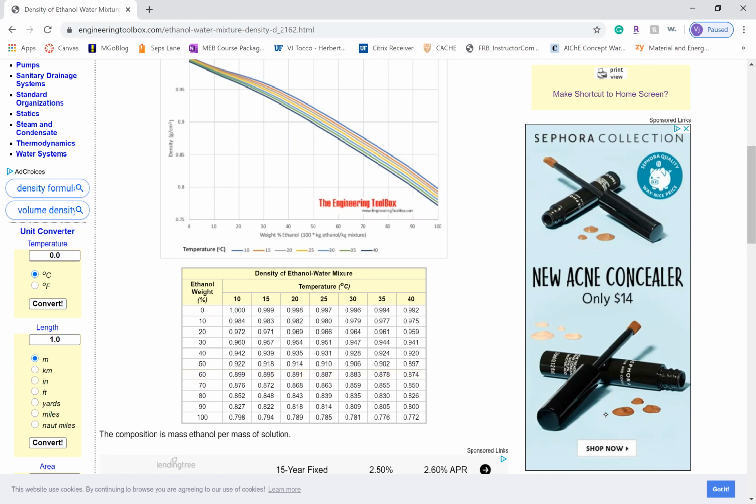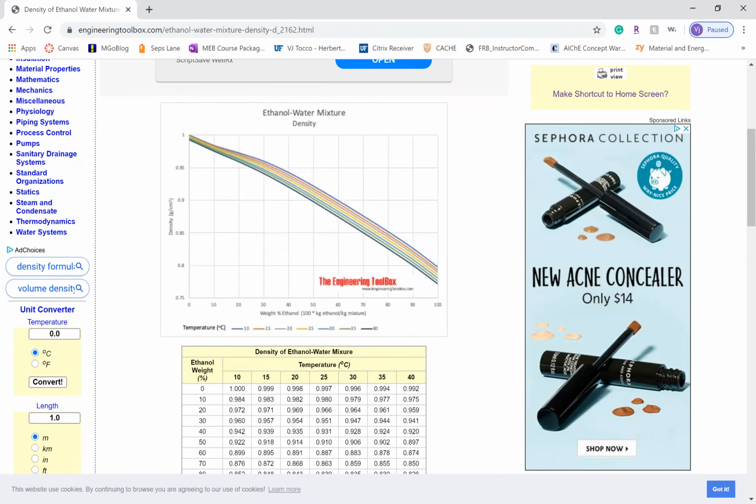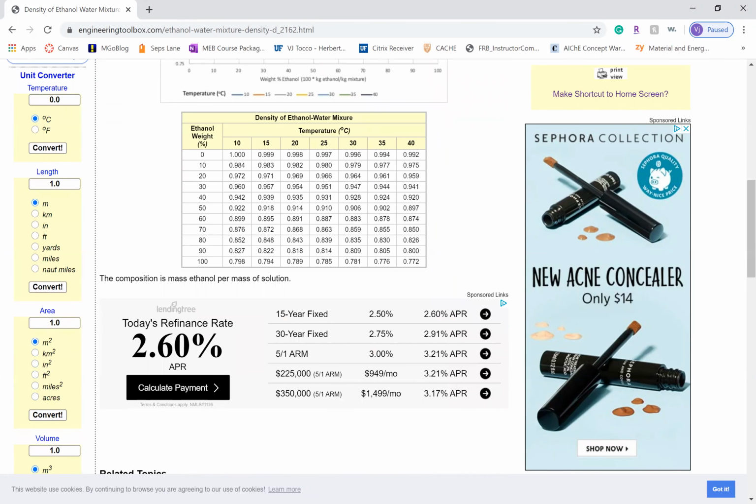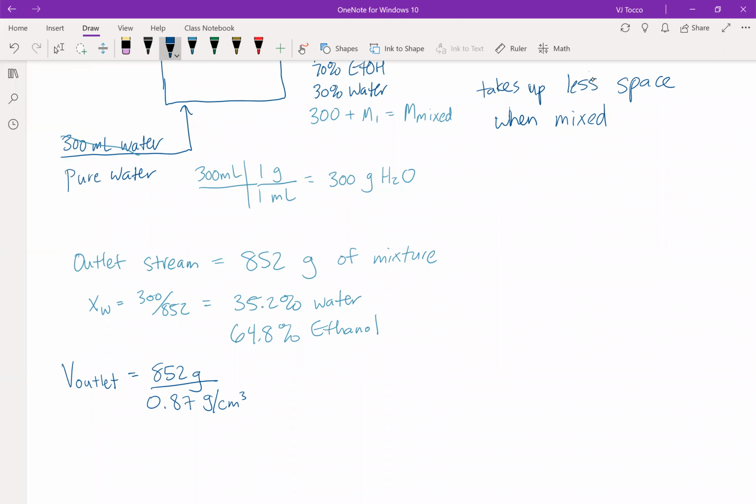0.87 is going to be, what is the units on this? Density in grams per centimeter cubed. So 0.87 grams per centimeter cubed, interpolating these two boxes. So the calculation here is just taking the mass of the outlet divided by the density, which we looked up from Engineering Toolbox. So just make a note here. Interpolated at 25 C from Engineering Toolbox.